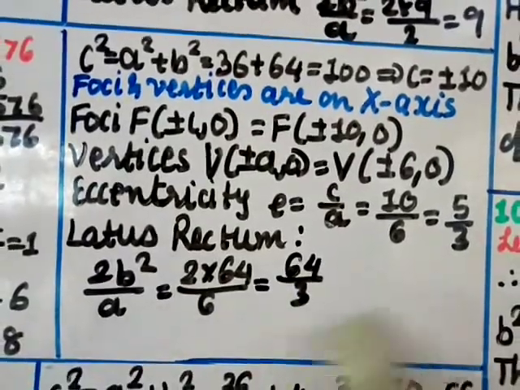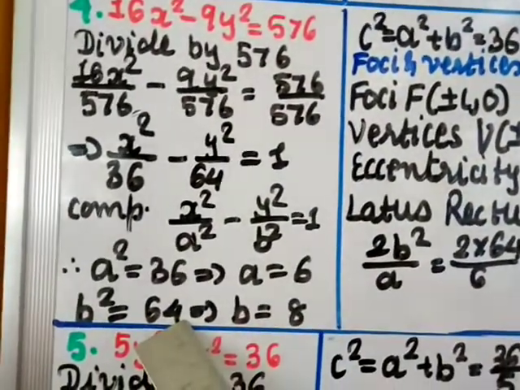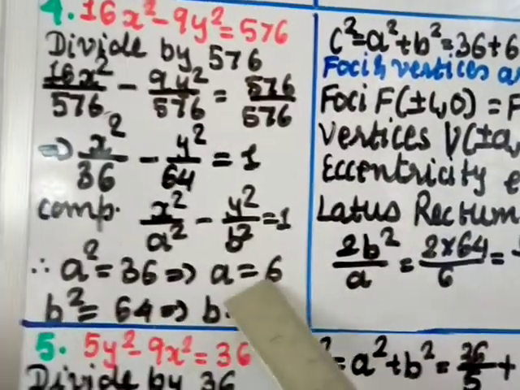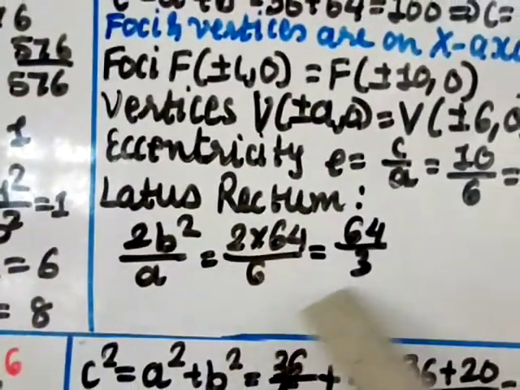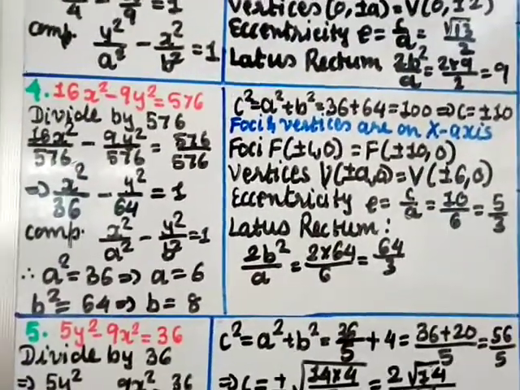Length of the latus rectum is 2b square by a, equal to 2. The b square value is 64, so put 64, and the a value is 6, so put 6. You can cancel by 2, so you get 64 by 3. So that is the solution for question number 4.